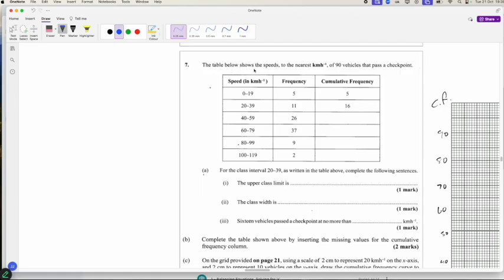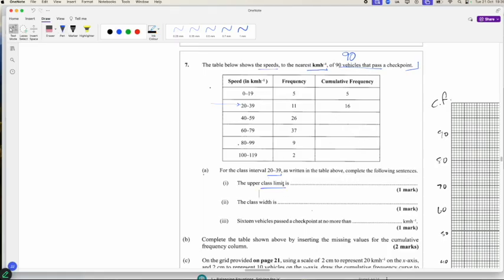The table below shows the speeds to the nearest kilometers per hour of 90 vehicles. 90 is the total that passed a checkpoint. Speed, frequency, cumulative frequency. All right. For the class interval 20 to 39, as written above, complete the following.